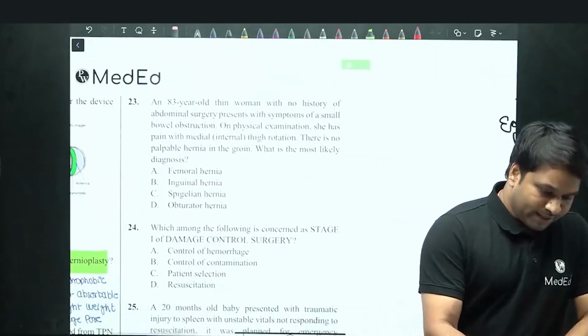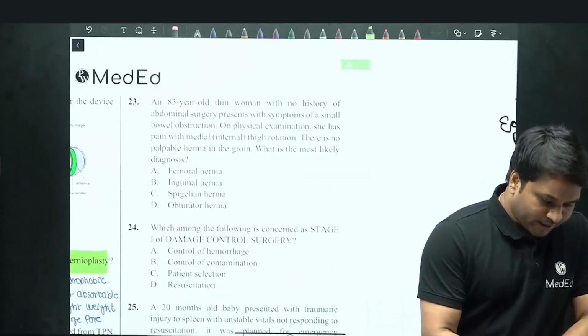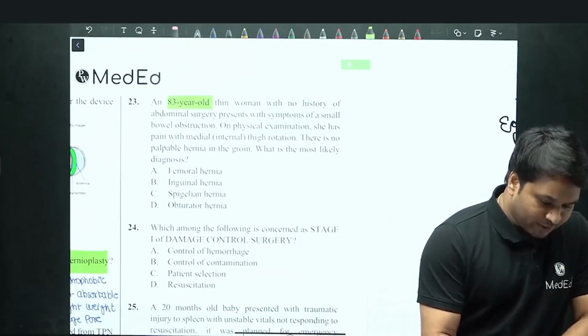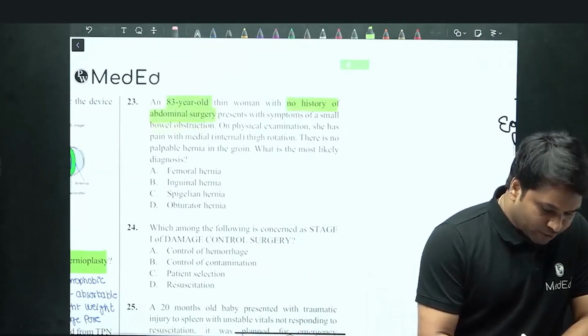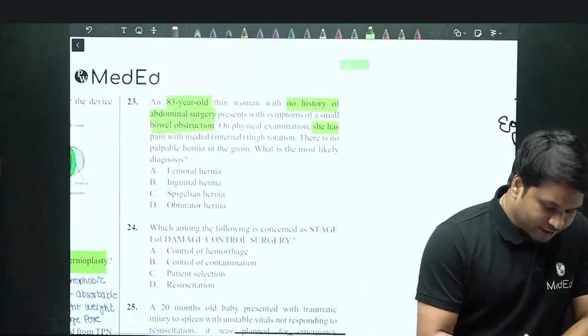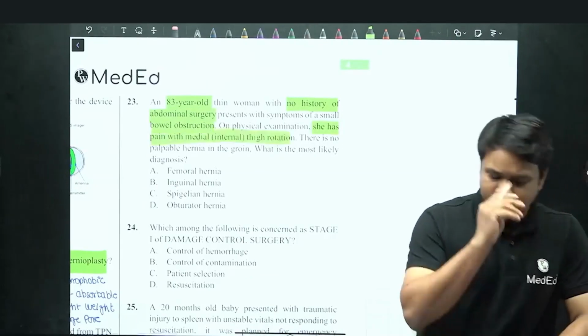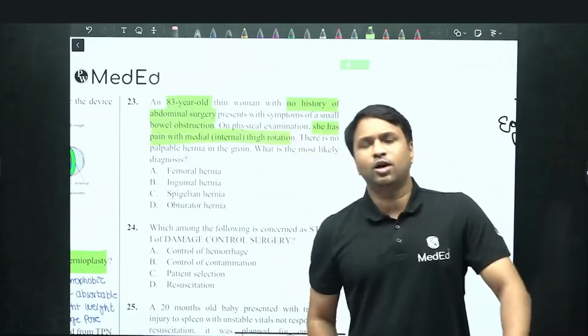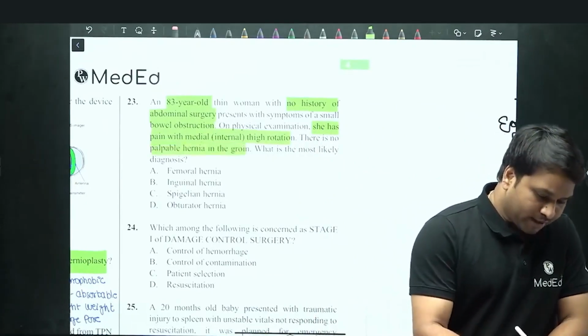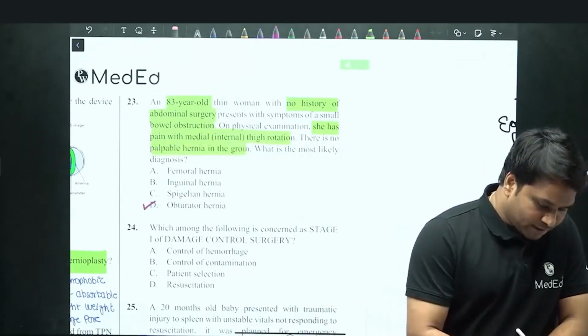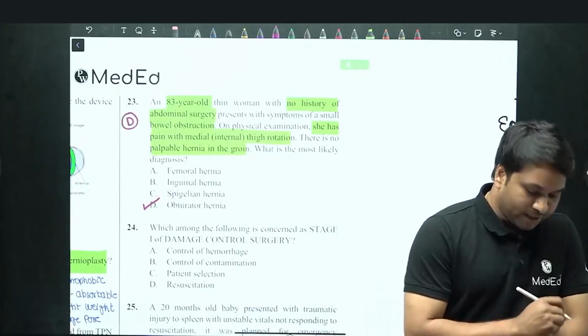Look at question number 23. What do you have in question number 23? I have an 83-year-old thin woman with no history of abdominal surgeries. Symptoms of a small bowel obstruction. On physical examination, she has pain with medial and internal rotation of the thigh. Classically called the Howship-Romberg sign. There is no palpable hernia in the groin. What is the most likely hernia? The answer is your obturator hernia.